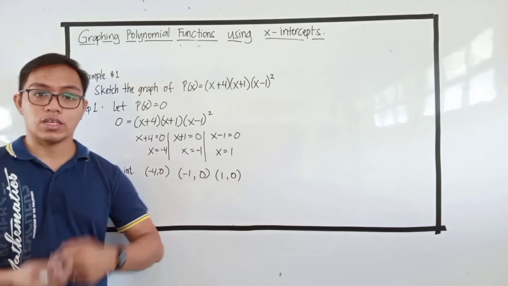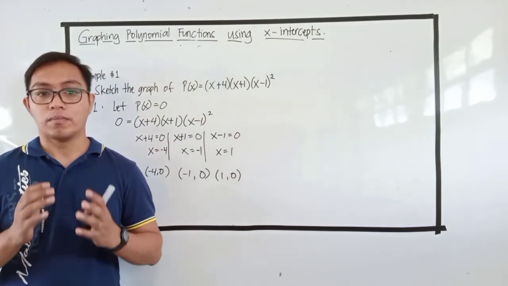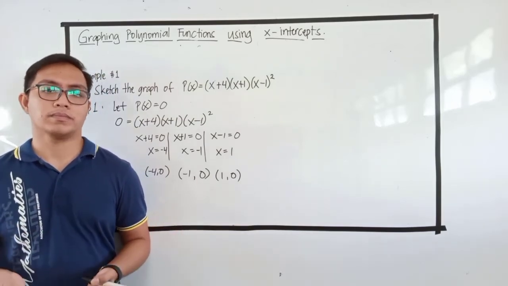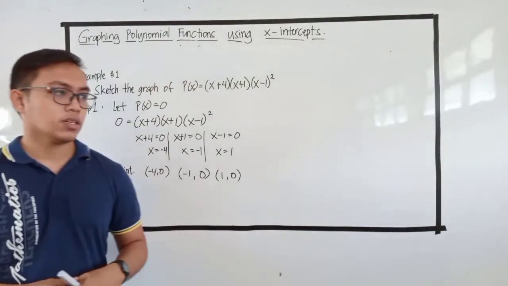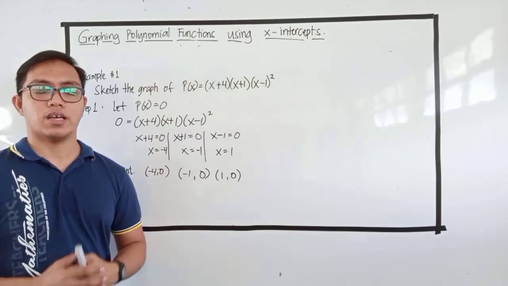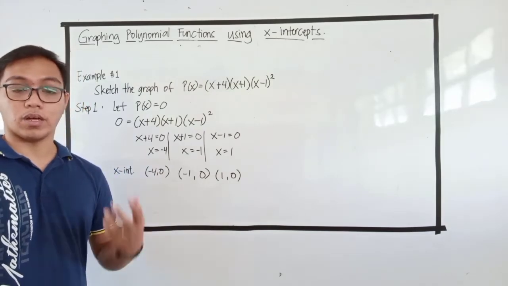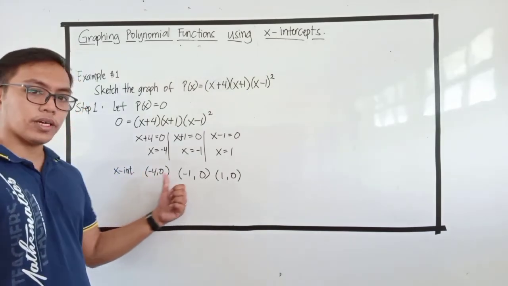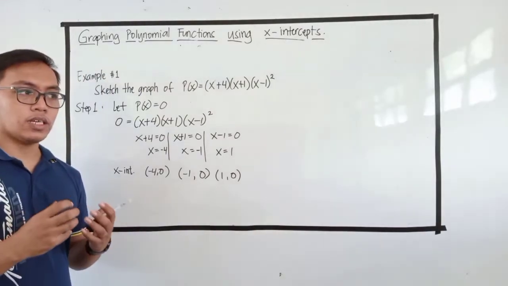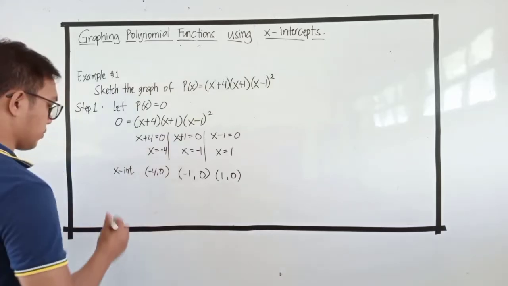But this is not enough. We need to know how our graph moves, where our graph is going. So we need to know the movement of the graph from these points. How can we do that? We are just going to line them up from lowest to highest. We have negative 4, negative 1, and 1. We're going to get some points between them by using a number line.